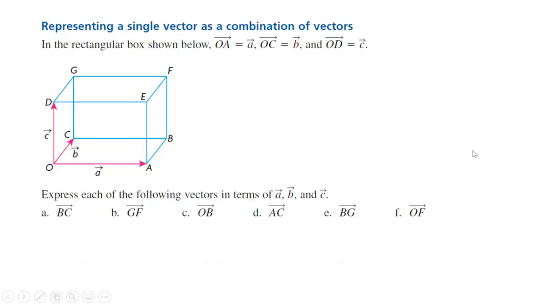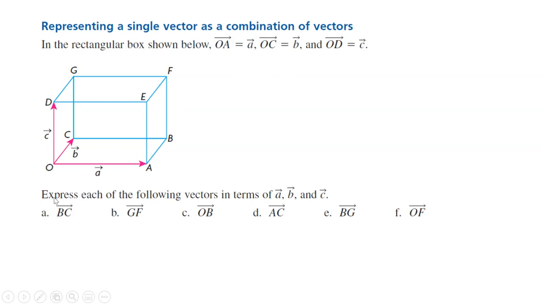Okay, so how can I represent a single vector as a combination of vectors? Think of OA as being A, and it's labeled on the diagram. So this is my A vector right here. That's my OA. So O to A can be represented by lowercase a with the arrow on top. OC can be represented by a B vector, running from O to C. And OD runs from O to D, and that's lowercase c right there.